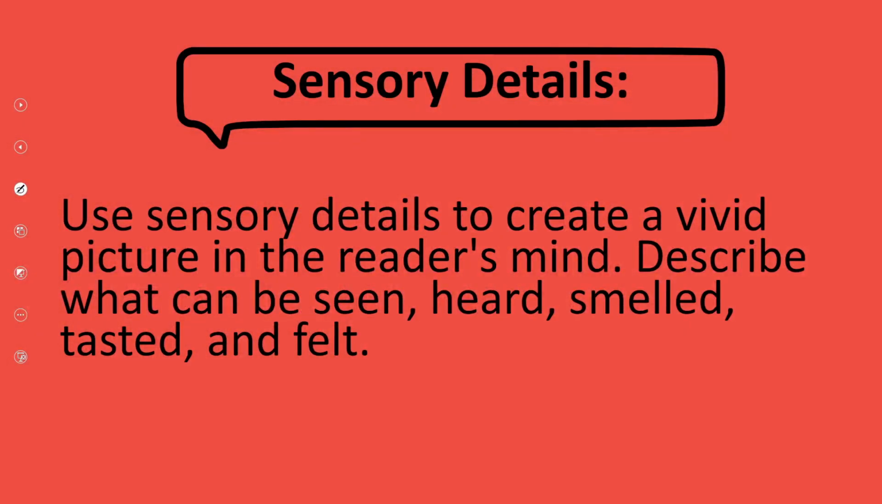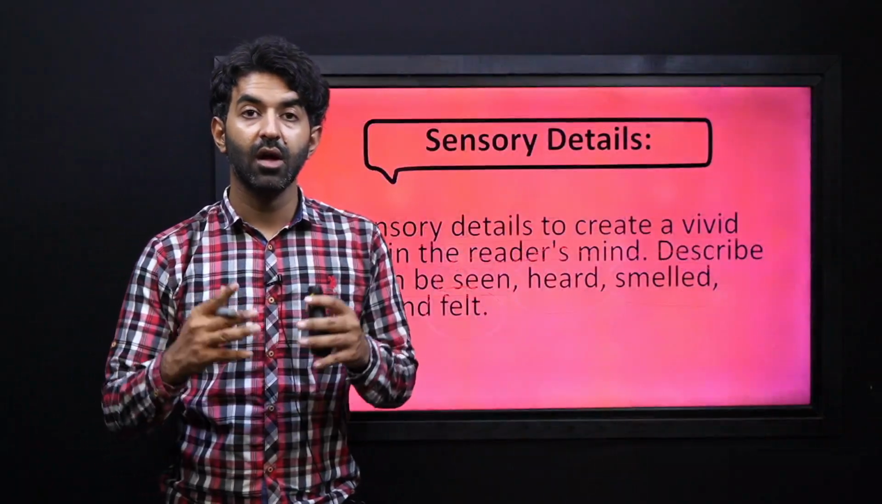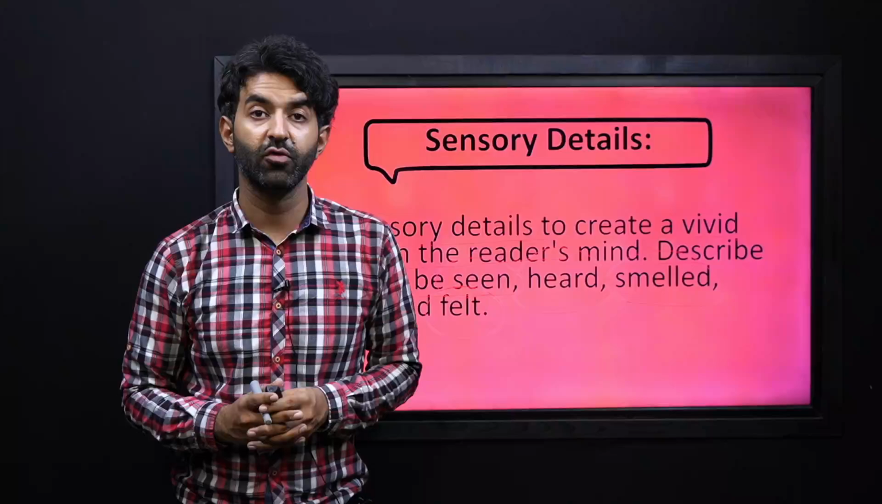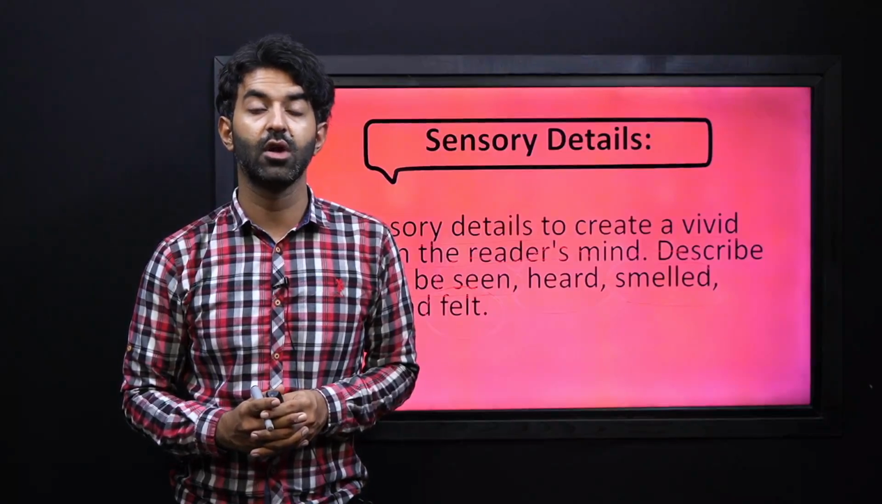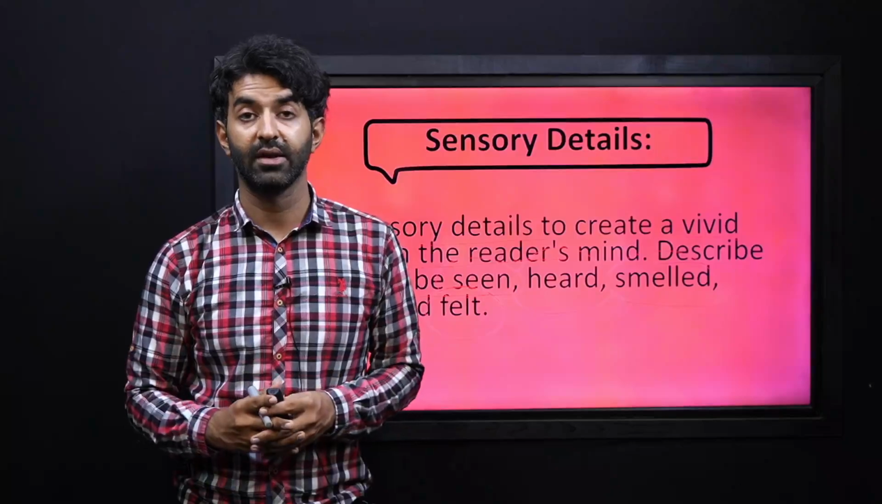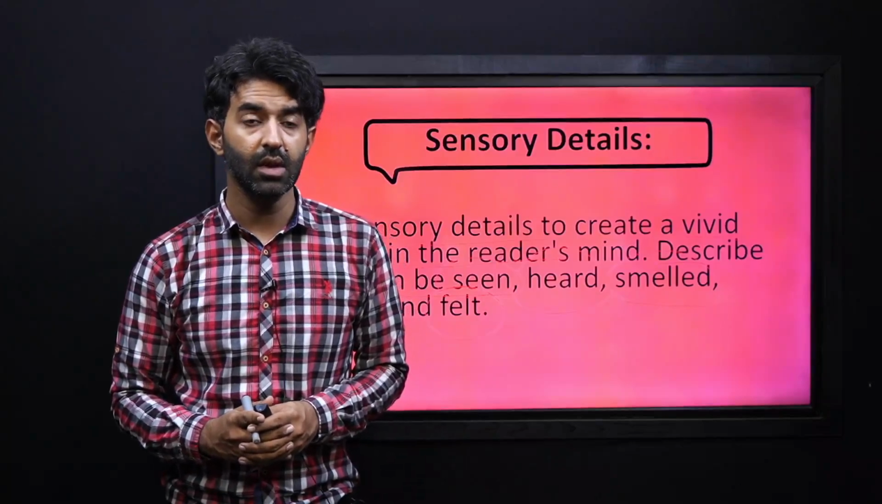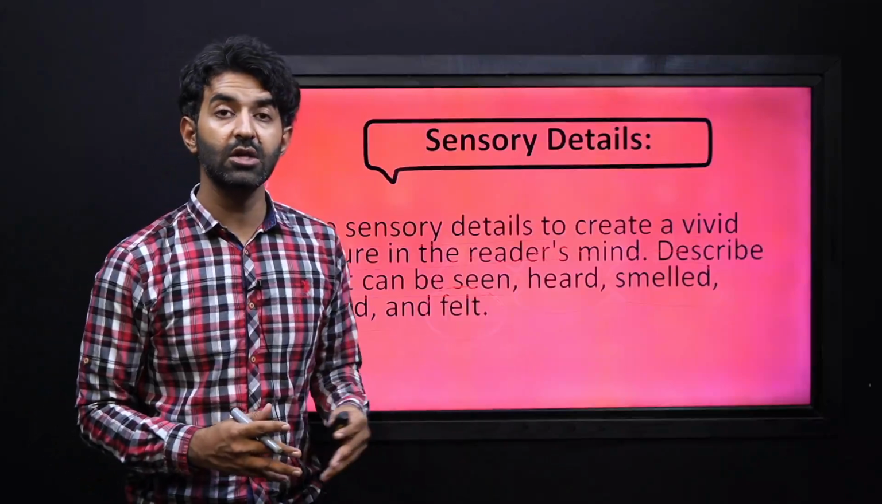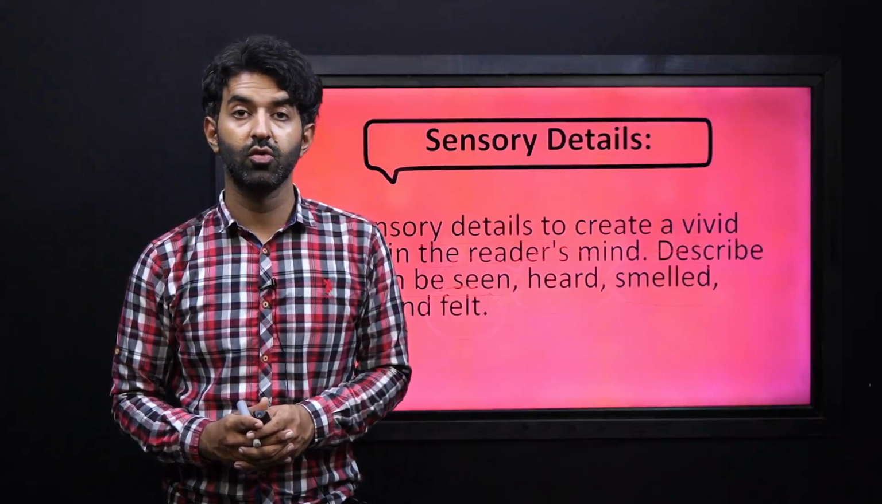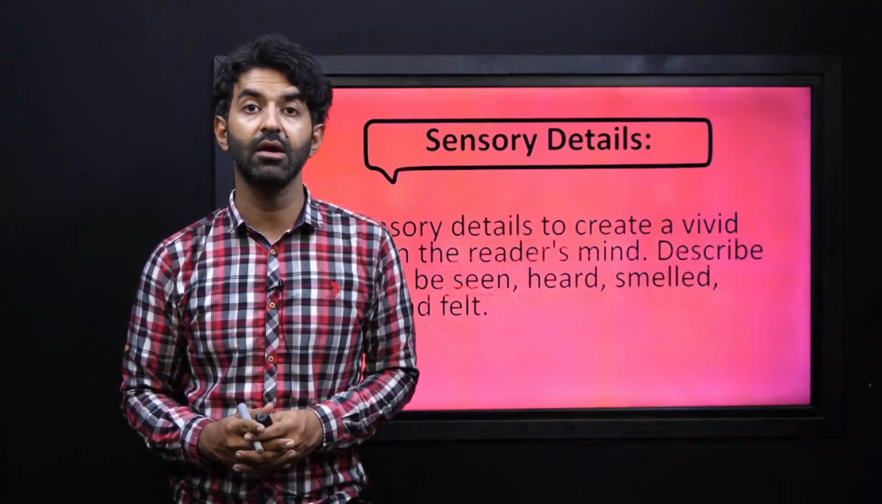Let's see. We use sensory details to create a vivid picture in the reader's mind and describe what can be seen, heard, smelled, tasted, and felt. What do you mean by vivid? Vivid means a very clear picture that we create in the mind of the readers when we are using our sentences and our words. So we need to be touching each and every sense of the reader in order to make it feel like captivating and engaging text.